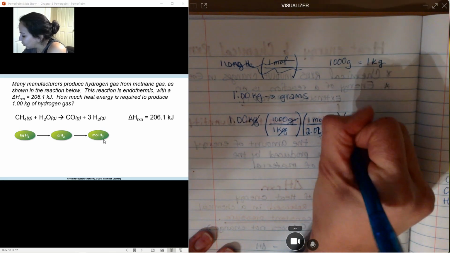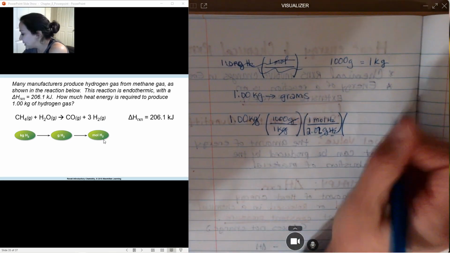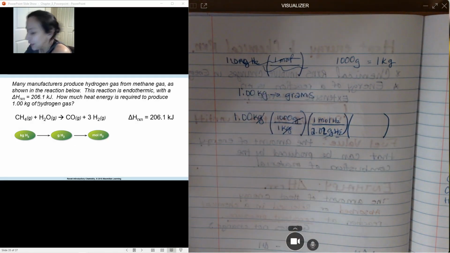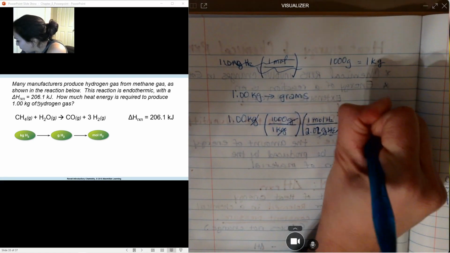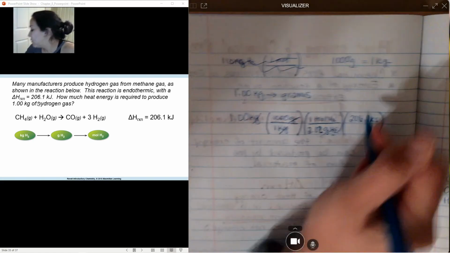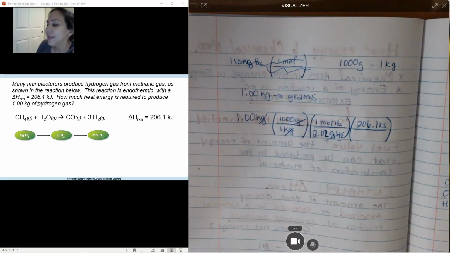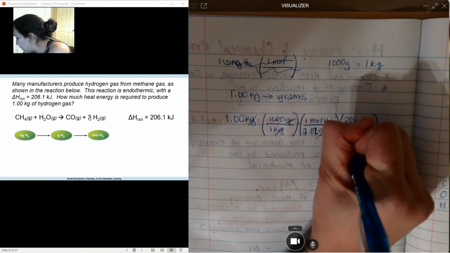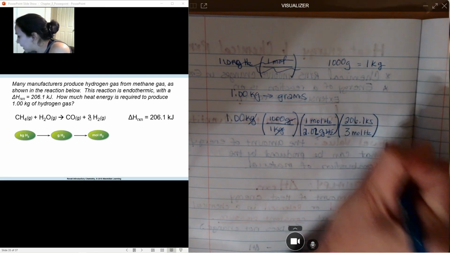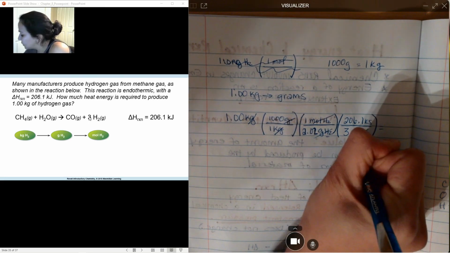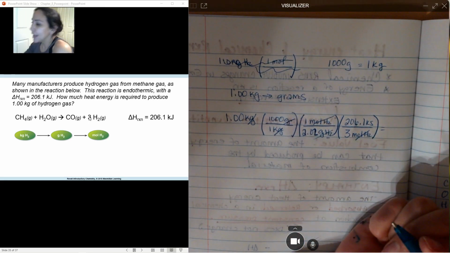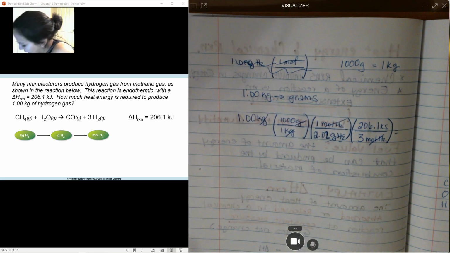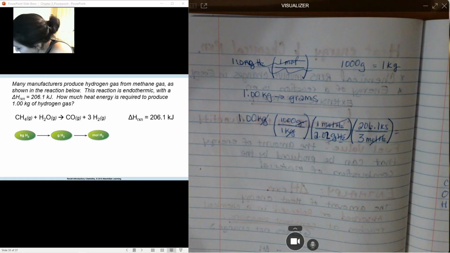Now that that's done, we're going to go ahead and turn this into our energy value. That is the last step. And our problem says that we have 206.1 kilojoules of heat. And let's look at how many moles of hydrogen gas we have. We have 3 moles of hydrogen gas in our reaction. 3 moles of H2 gas in our reaction. So moles of H2 cancel out, and we're left with our heat value here. That's what we're looking for. We're looking for the amount of heat produced by the hydrogen gas. Let's go ahead and put everything in our calculator.